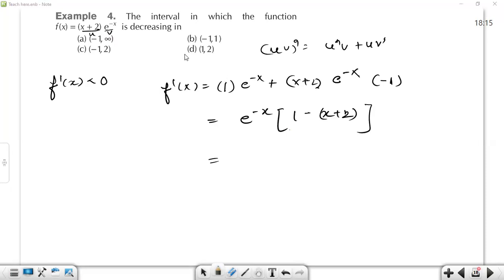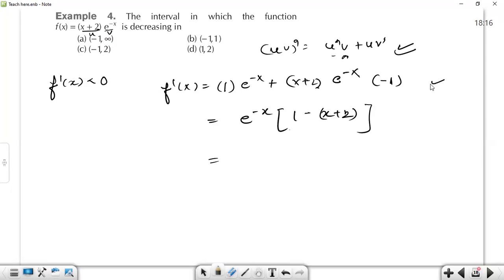Sir, your voice is getting stuck. Okay, no problem, I can repeat. We had to differentiate the product of two functions, so we applied this formula in which we multiply the derivative of the first function with the second function. So u dash v: the derivative of x plus 2 is 1, because the differentiation of x with respect to x is 1 and the differentiation of 2 is 0. So 1 plus 0, that's why 1 is here.